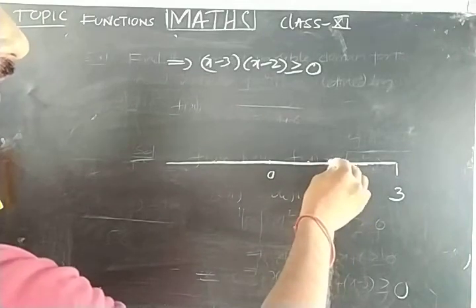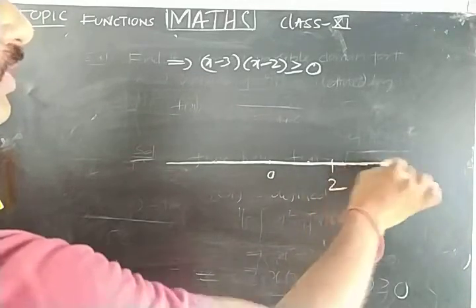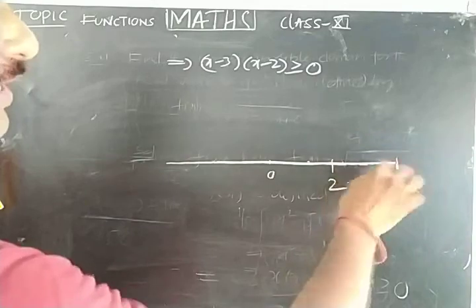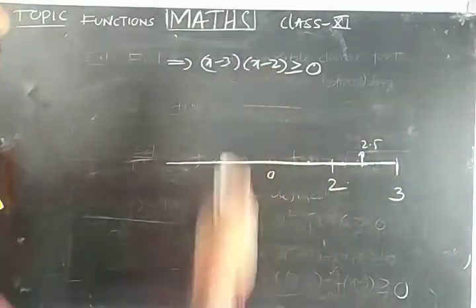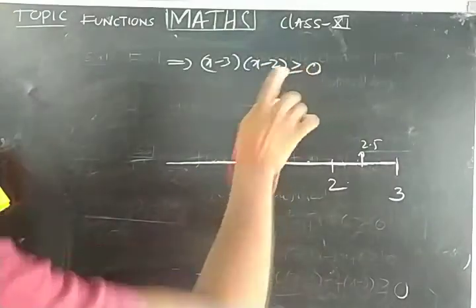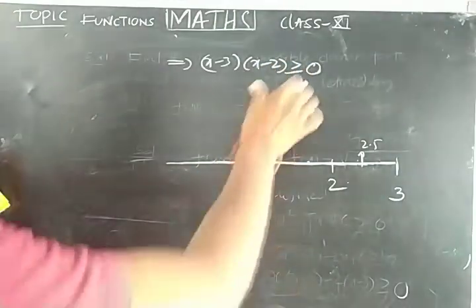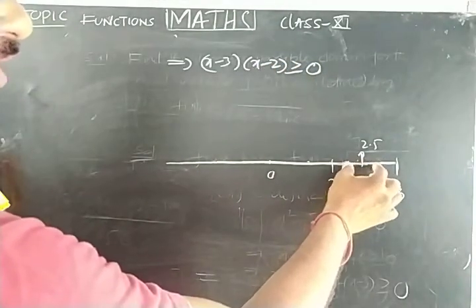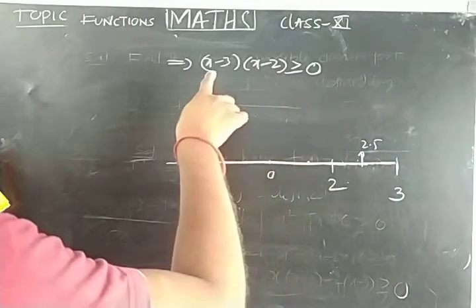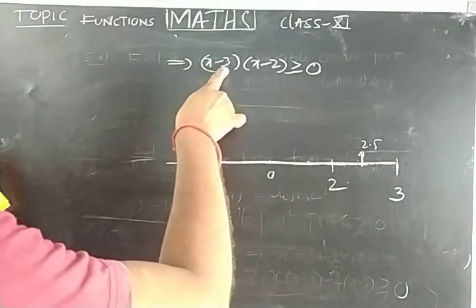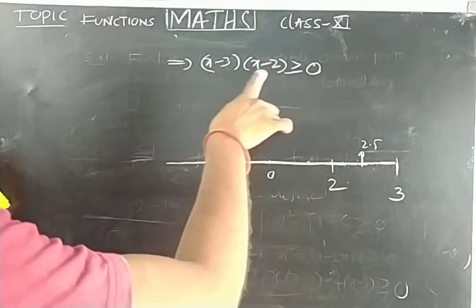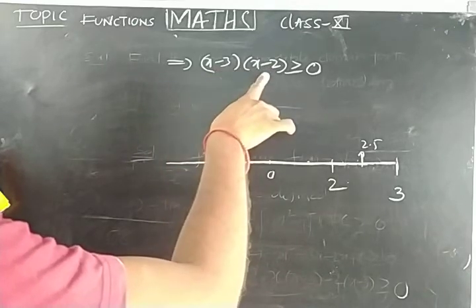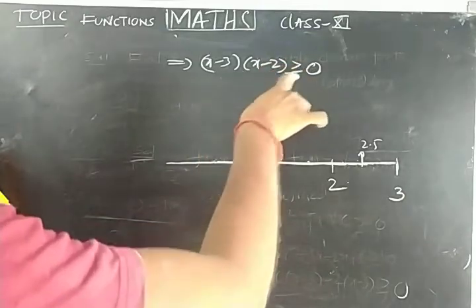Suppose I am taking any value which lies between 2 and 3. For example, I am taking 2.5. Substitute 2.5 in this expression. Is it greater than or equal to 0? You have to check at least one point between 2 and 3. 2.5 minus 3, it is negative. 2.5 minus 2, it is positive. Negative into positive, negative. So it is not satisfying this condition.